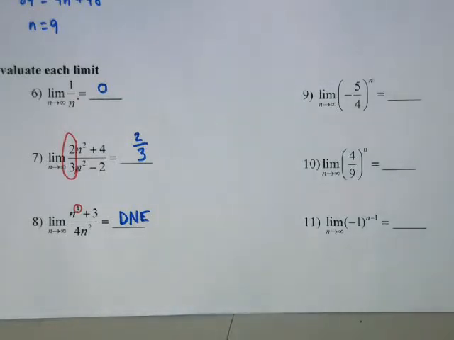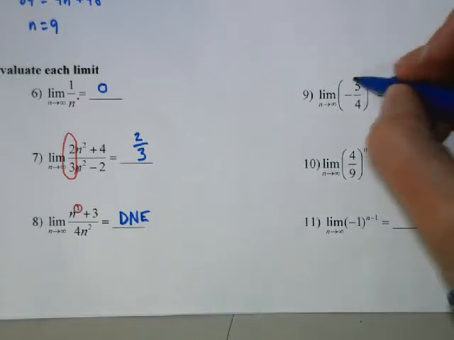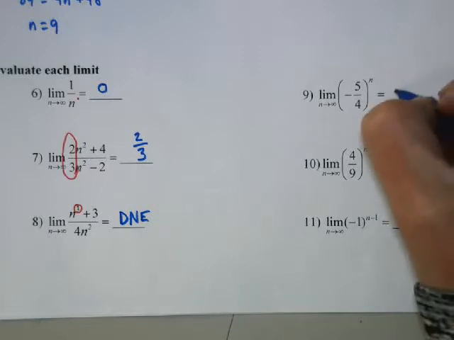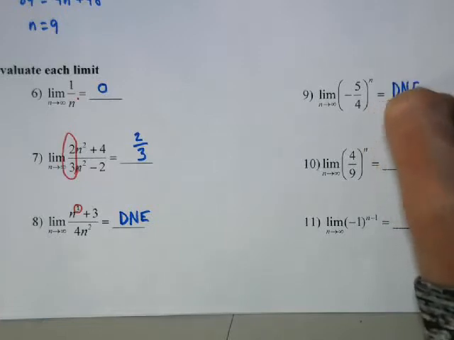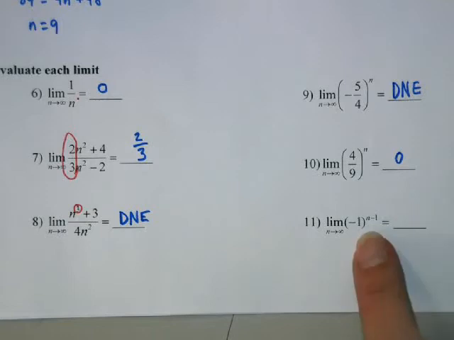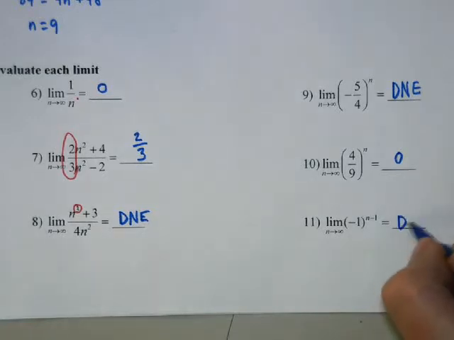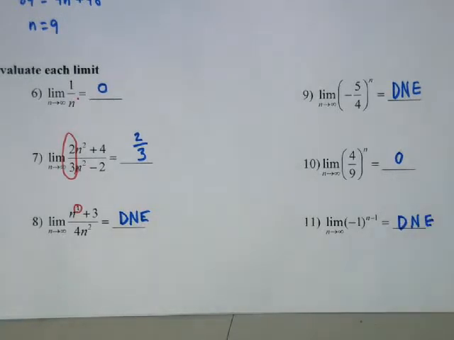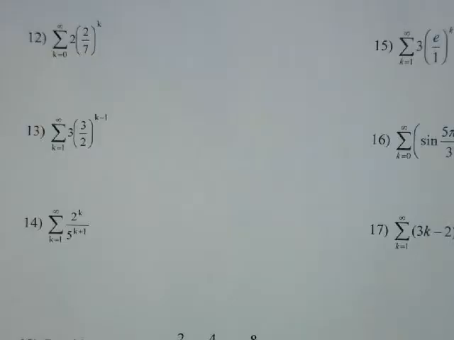For these ones, if our value is between -1 and 1, like this one, it's going to go to 0. If it's bigger than 1 or less than -1, it's going to grow faster on the top than the bottom. So this is going to be non-existent. Okay, and -1 to the n, that's just going to bounce between -1, 1, -1, 1, -1, 1. So since it's not approaching one value, we say that that limit does not exist.